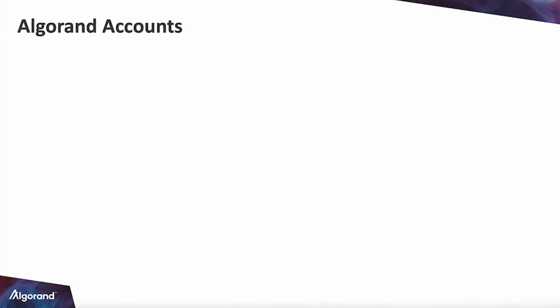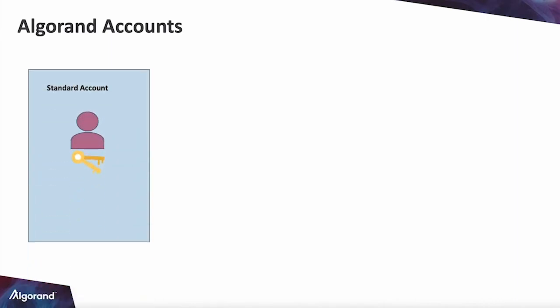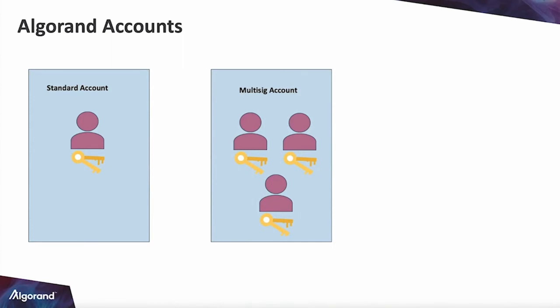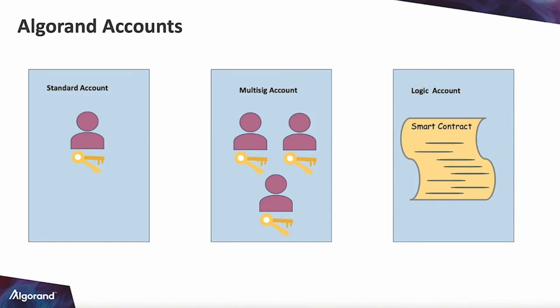areas. So let's take a look at Algorand accounts. Right now, you have a standard account. You also have something called a multi-sig account, or multi-signature is what that stands for. And finally, a third type of account is a logic account or a smart contract. So let's explain these a little bit. These actually refer to signing capabilities.